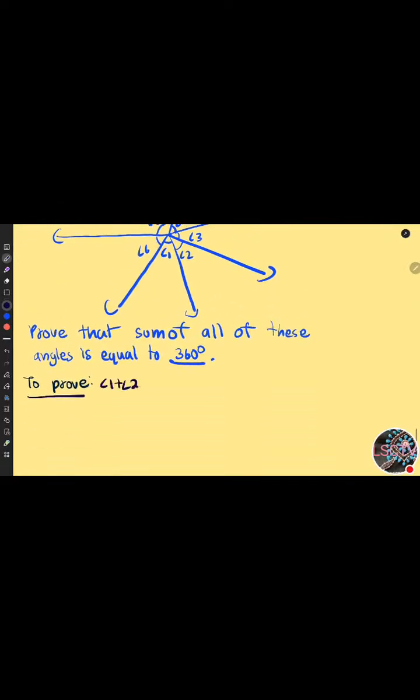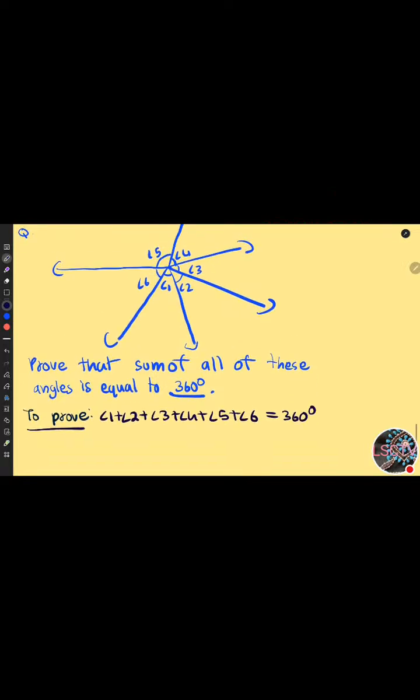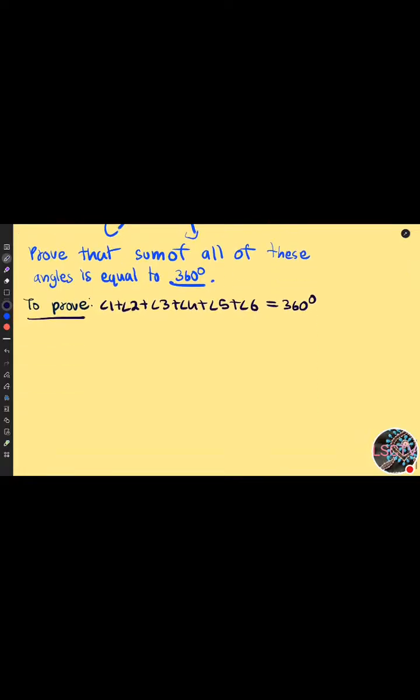To prove angle 1 plus angle 2 plus angle 3 plus angle 4 plus angle 5 plus angle 6 is equal to 360 degrees. How do you prove this? Basically, everything looks scattered. You can't do anything. But there is one thing you can do. You can do construction, no? So construction.